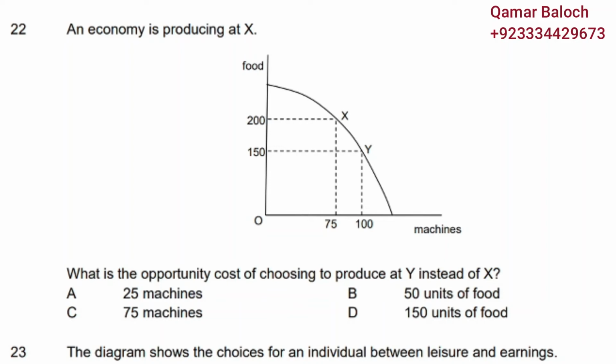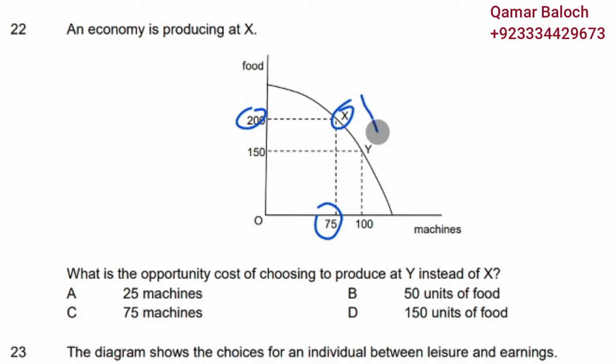Now moving to a graphical question. In question number 2, an economy is producing at X. Initially we are at this point where we are producing food, 275 machines. What is the opportunity cost of choosing Y instead of X?